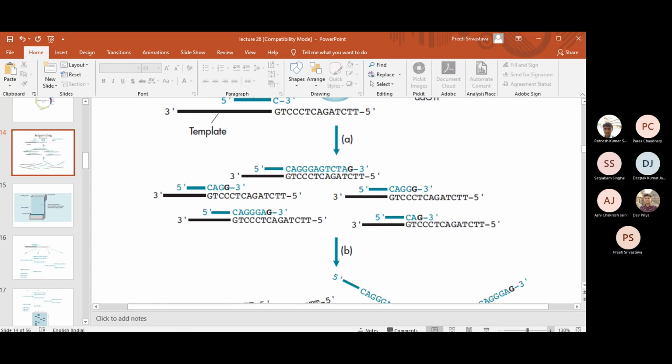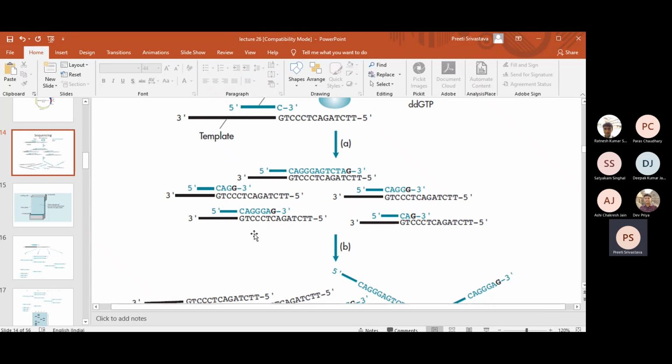Okay. So in this case, what you see is that the black one is the template DNA, right? The sequence starts with G, T, C. In the case of dideoxy GTP, the chain can terminate here at the first G, the chain can terminate at the second G, and the chain can terminate at the third G. Correct, class? So it can terminate anywhere.